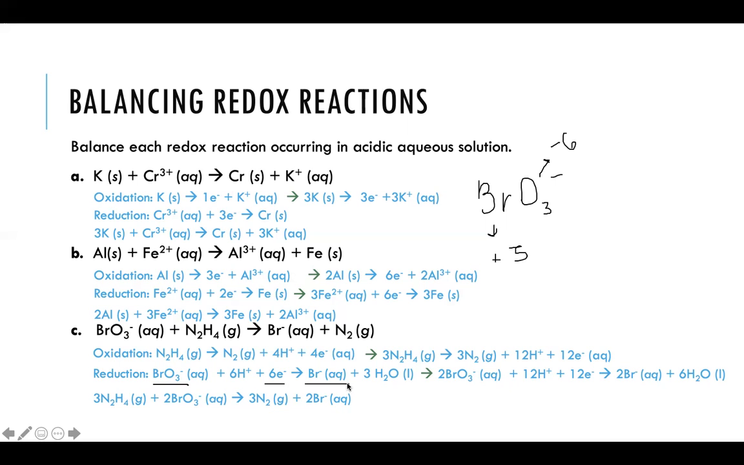Okay, is everyone feeling okay on that part? You have BrO3, you gain 6 electrons, you get Br minus. Is that part of the reaction okay? Are there any questions on that?